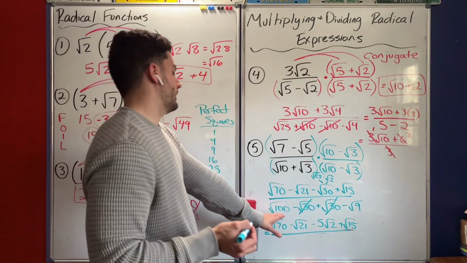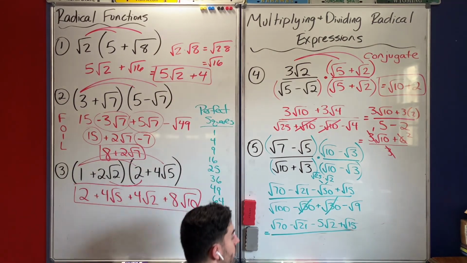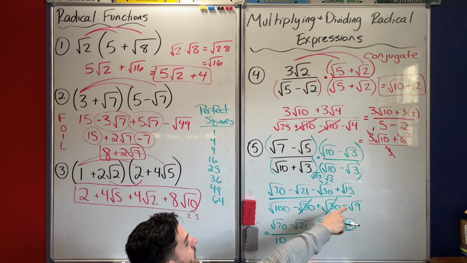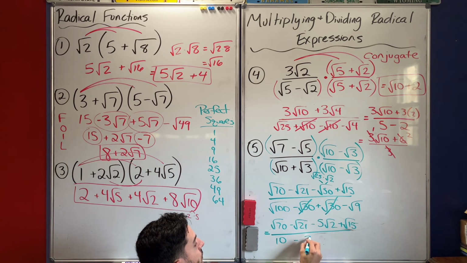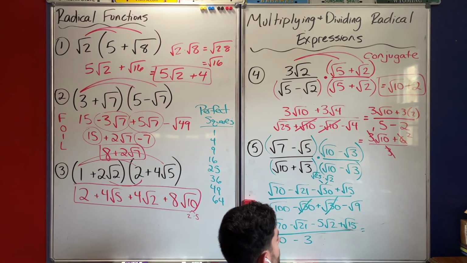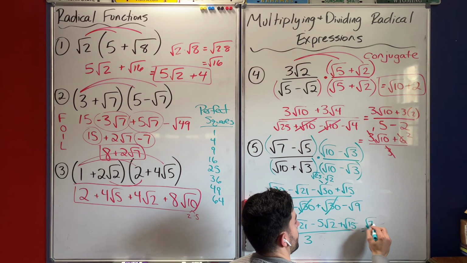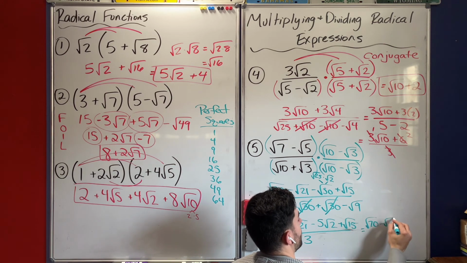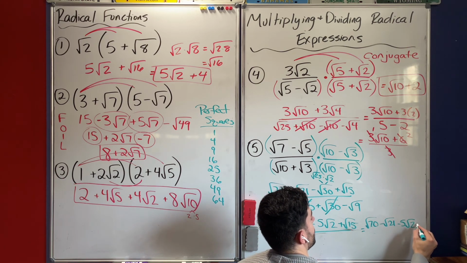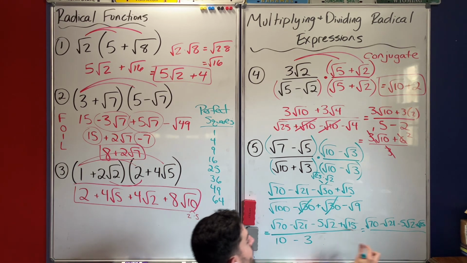Awesome. And then again, these are both perfect squares, right? So the square root of 100 is 10. And then the square root of 9 is 3. So I'd have 10 minus 3. And then my very last step is just to rewrite it. Okay, so just cramming it in here. Square root of 70 minus square root of 21 minus 5 square roots of 2 plus the square root of 15 over 10 minus 3 is 7.